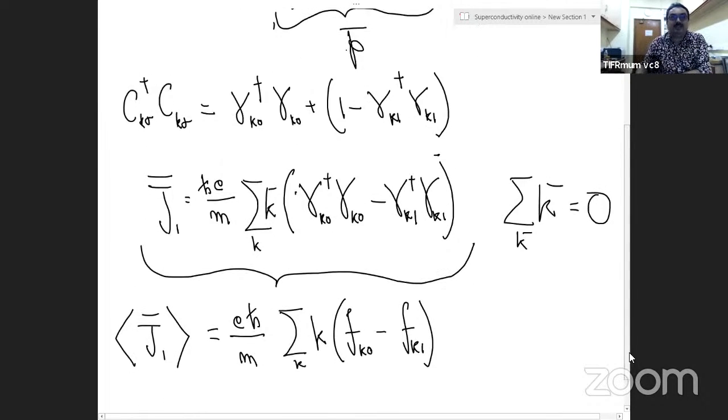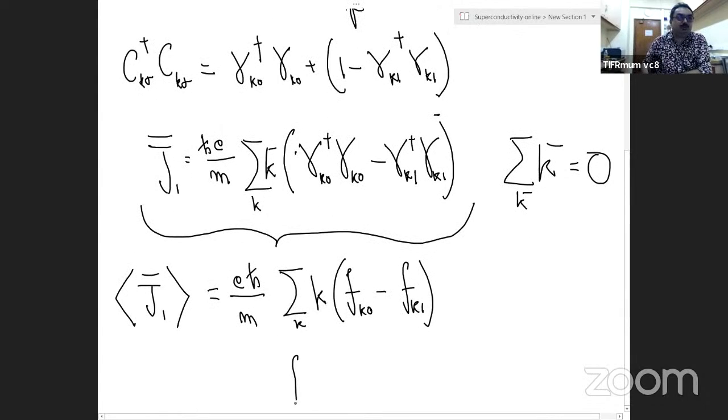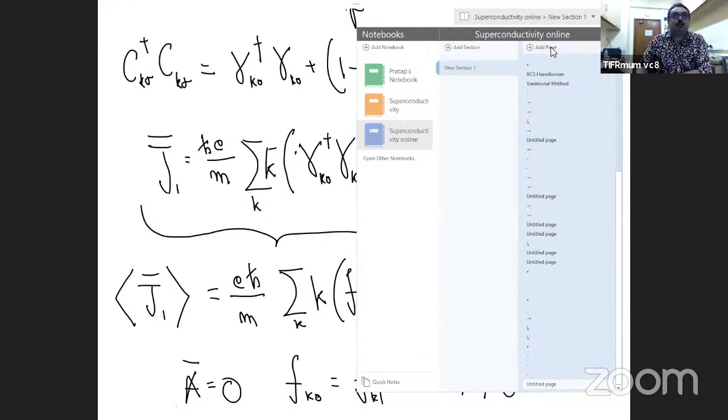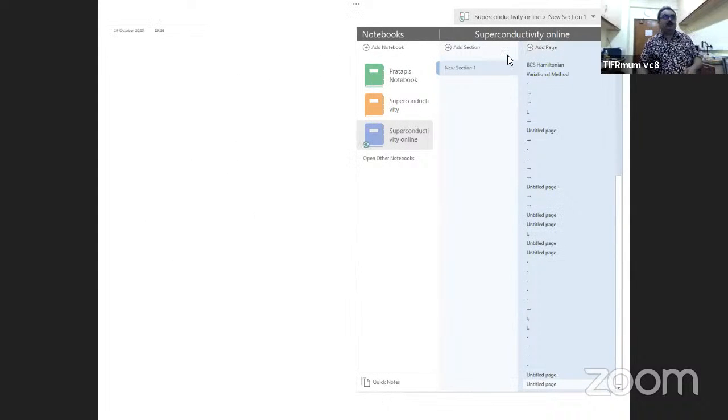Now, in zero field, of course, let's say A was equal to 0, if I had no magnetic field anywhere, then Fk0 and Fk1 would have been exactly identical. But what will happen when I have A which is non-zero? I have a magnetic field there. This is what I am trying to calculate. So to understand that, let us see what the magnetic field does to the Bogoliubov quasiparticle.